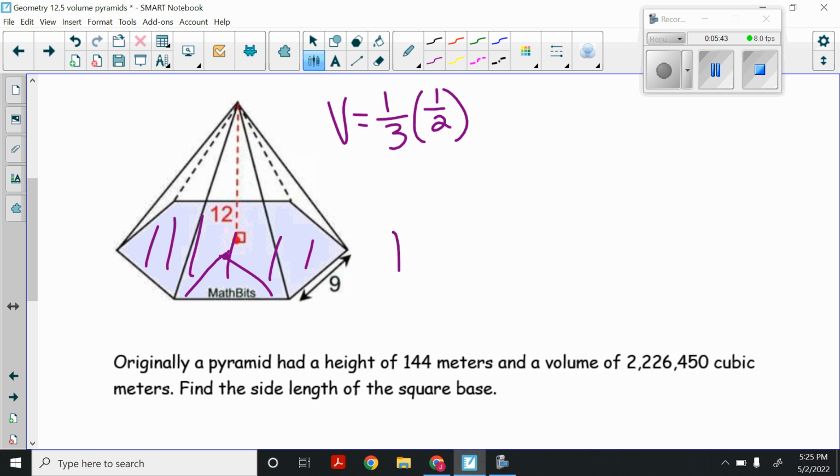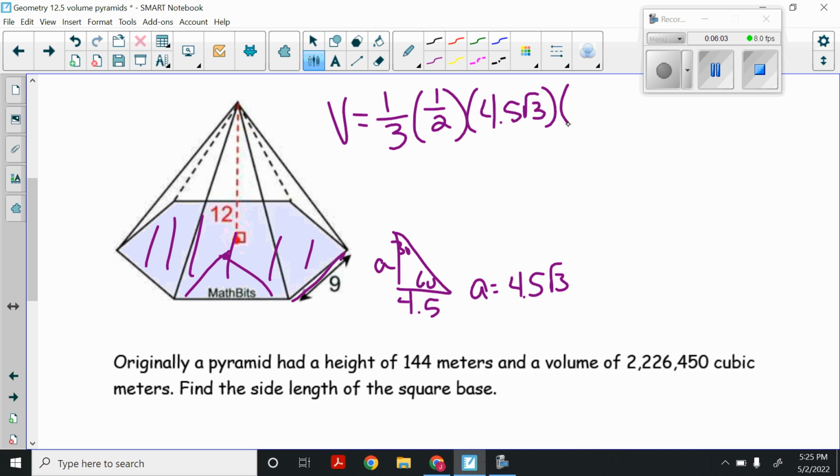But since it's a hexagon, remember that's always going to make it a 30, 60, 90 triangle. The height is my apothem. This started out at 9, so cut in half, this is 4.5. Using my shortcut, my apothem is 4.5 square root of 3. So I'll come back up here: 1/2 my apothem, 4.5 square root of 3, times my perimeter.